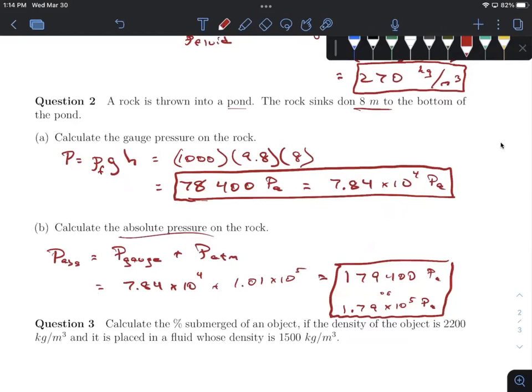So any questions about this problem? The pressure-depth relationship. I actually got 1.79. I got 1.794. Would that be fine? Just 1.794 without the 10 to the 5th? No, with 10 to the 5th. Oh, yeah. I did it in both scientific notation and regular notation. Yeah, that's fine. That's fine.